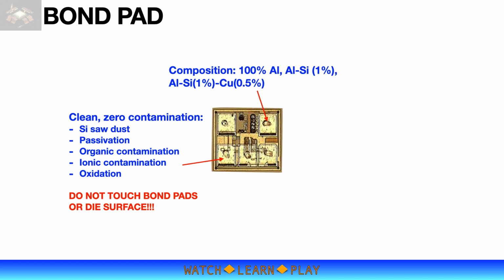Bond pads must also be clean. Must have zero contamination on the surface for bonding to be successful with good integrity. Things to watch out are silicon dust from sawing process, and also occasionally some dies may have passivation layer overextending to the bond pad surface. Other contaminations are organic and ionic contamination. These types of contamination are not visible, therefore is very hard to detect. However, these contaminations can be avoided through proper material handling and storage. And also watch out for oxidized pad, particularly bond pads with copper impurity.